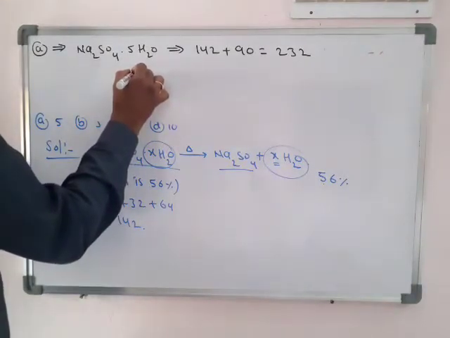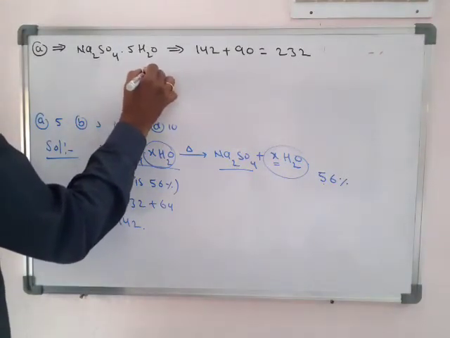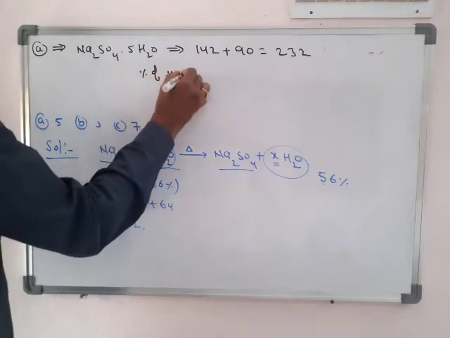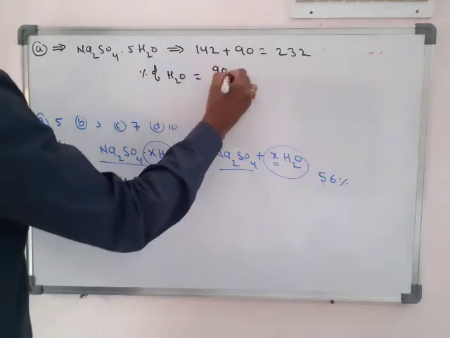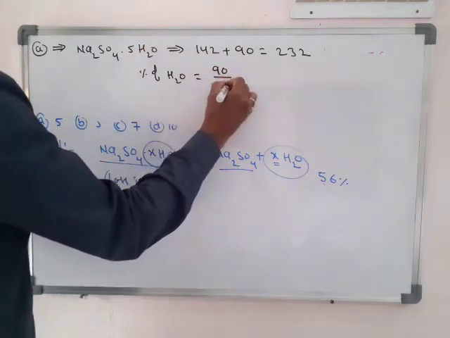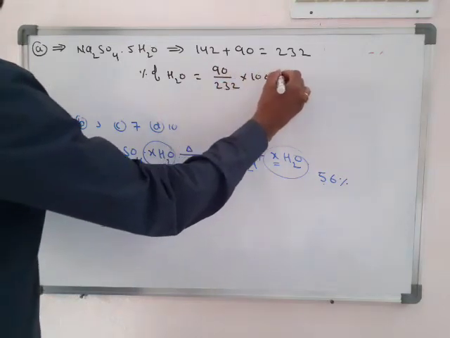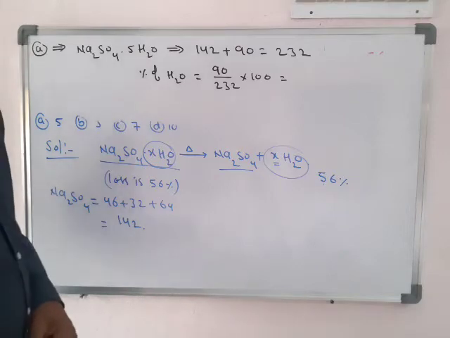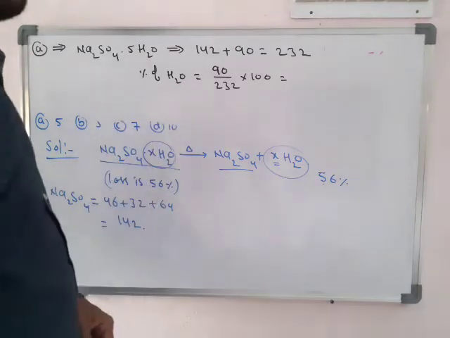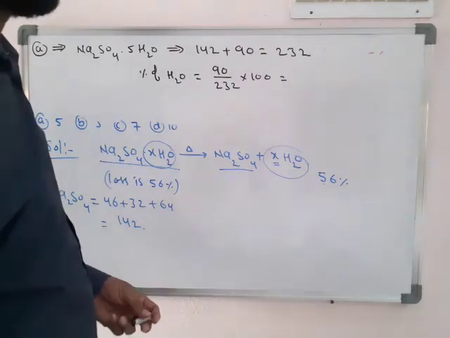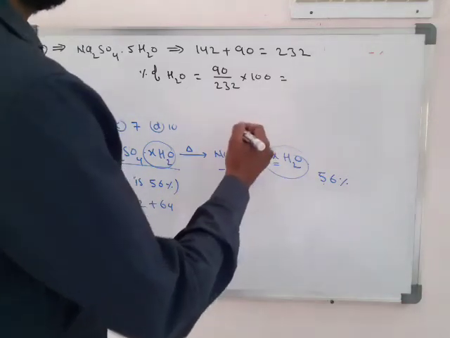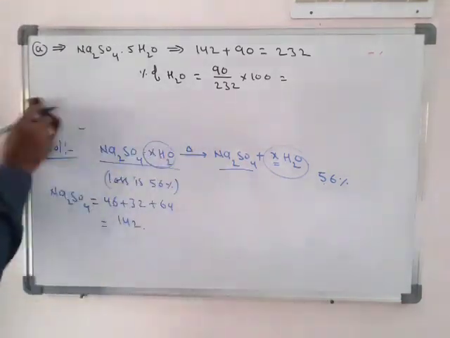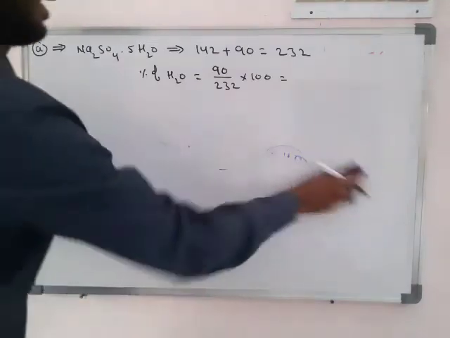So the percentage of H2O equals 90 grams by the total, into 100. Here we get approximately, okay, just wait and we'll see the calculation. All the calculations we do one time.